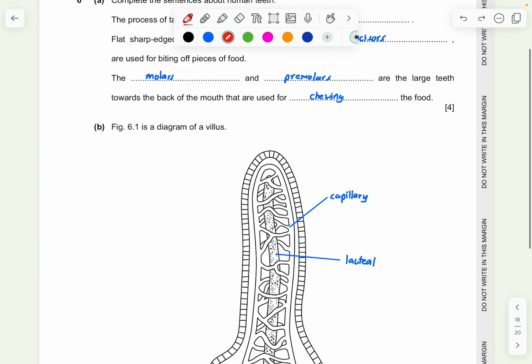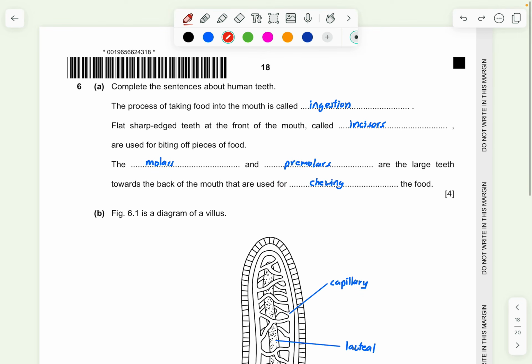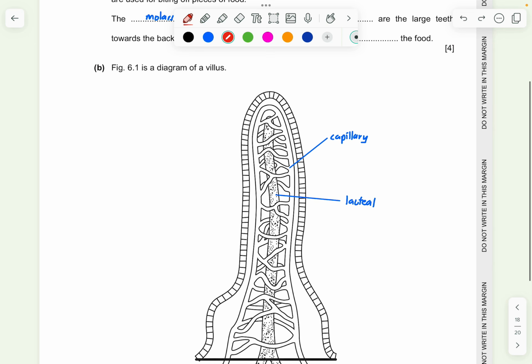Alright. Then now you see question 6. Complete the sentence about human teeth. The process of taking food into the mouth is known as ingestion. The flat, sharp-edged teeth in the front of the mouth are called incisors, used for biting off pieces of food. The molars and premolars are the large teeth towards the back of the mouth that are used for chewing the food. Figure 6.1 is a diagram of villi.